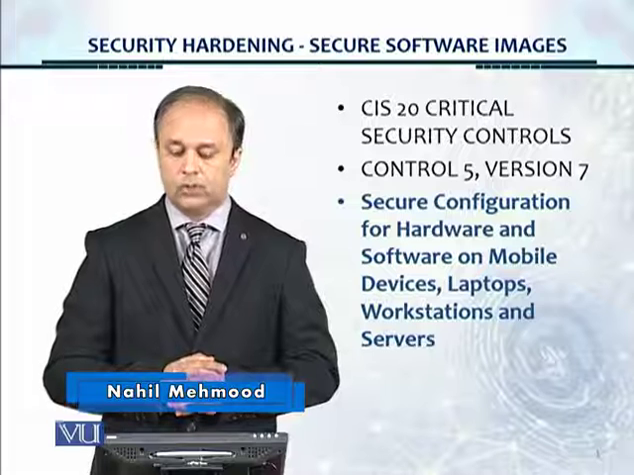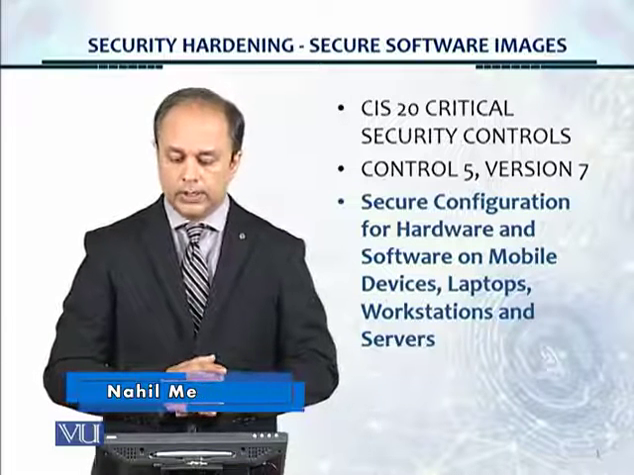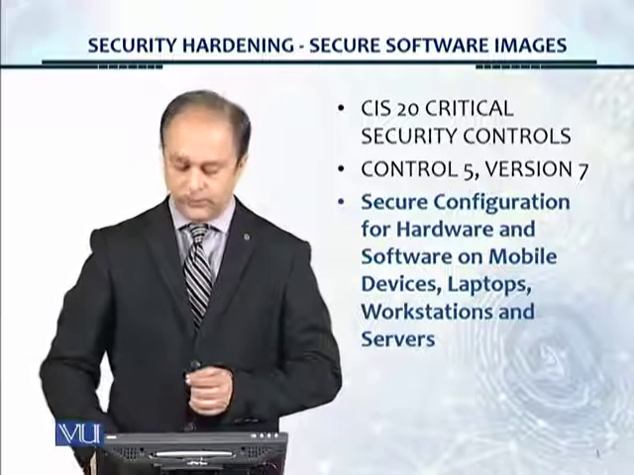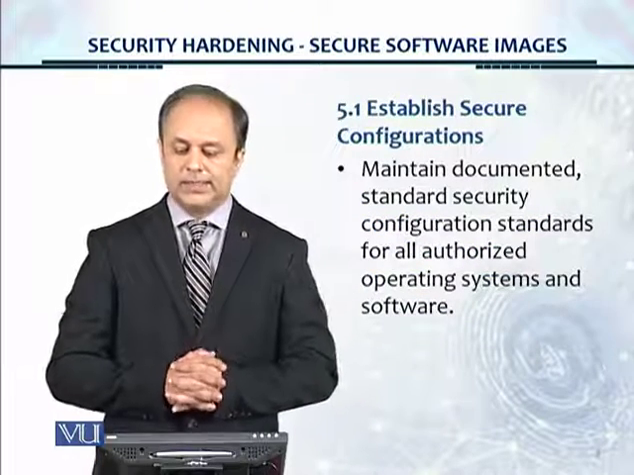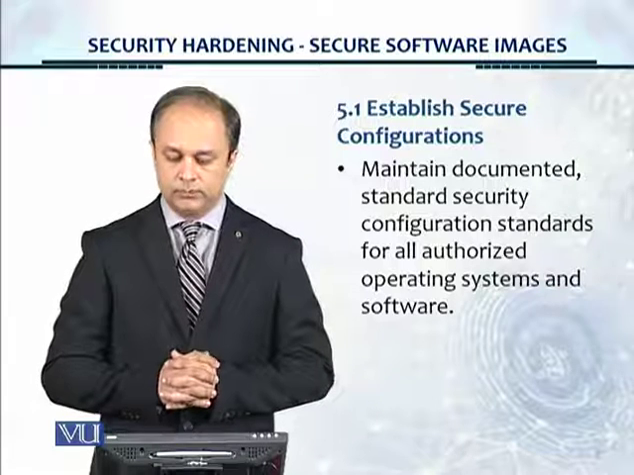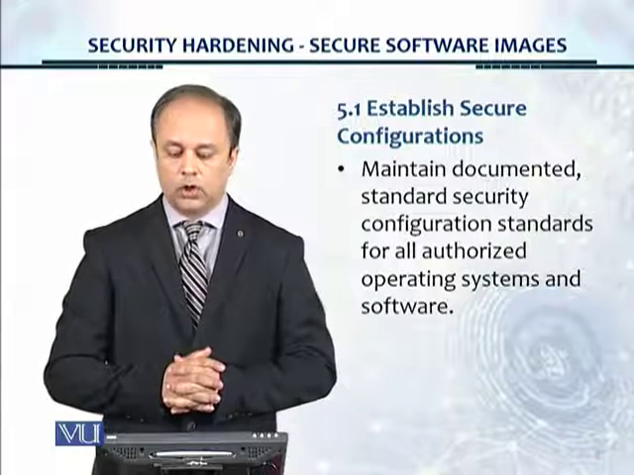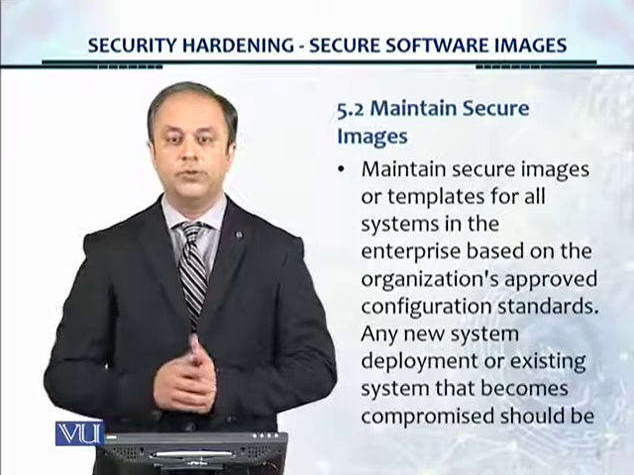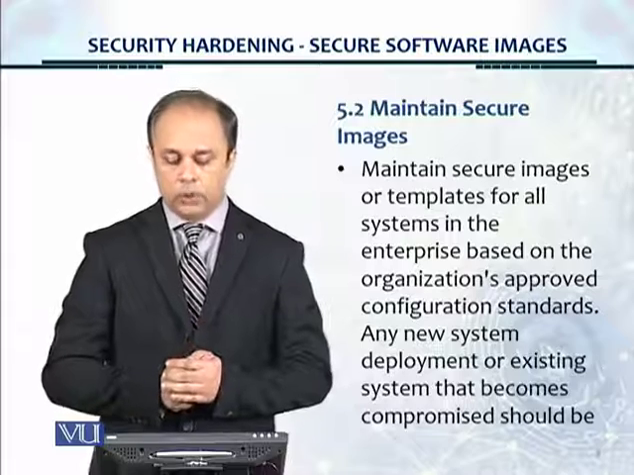And we'll talk about Control 5 version 7, which talks about secure configuration for hardware and software on mobile devices, laptops, workstations, and servers. Now, Control 5.1 says, establish secure configurations: maintain documented standard security configuration standards for all authorized operating systems and software. 5.2, maintain secure images, and this is really what we wanted to talk about.